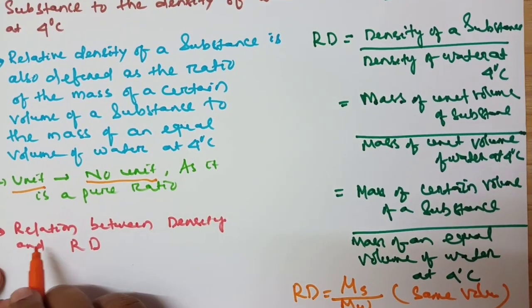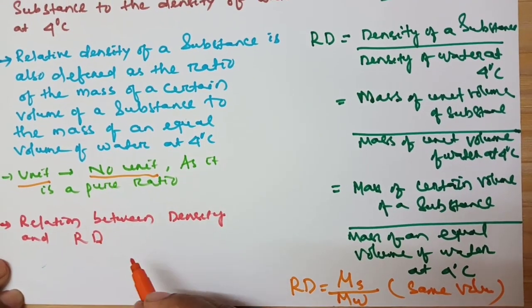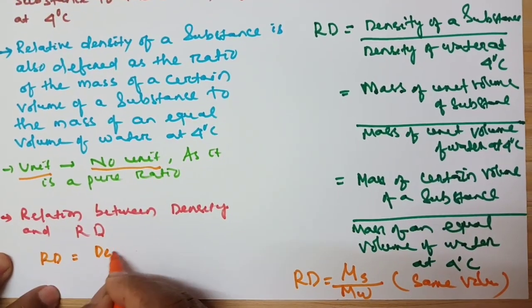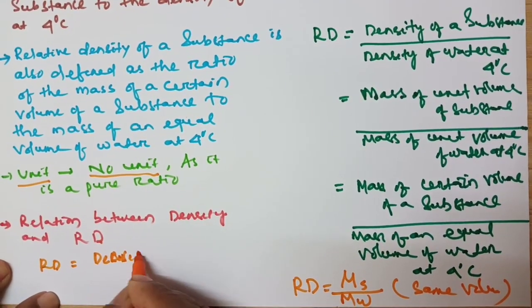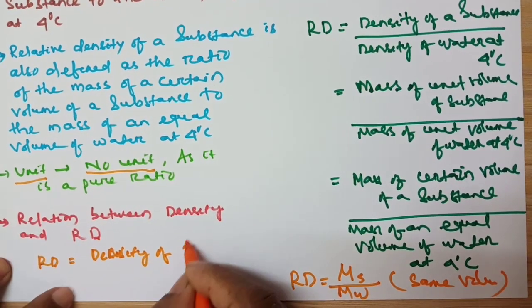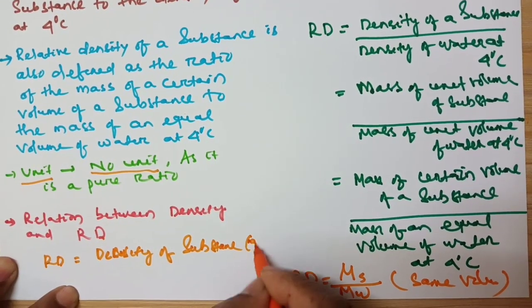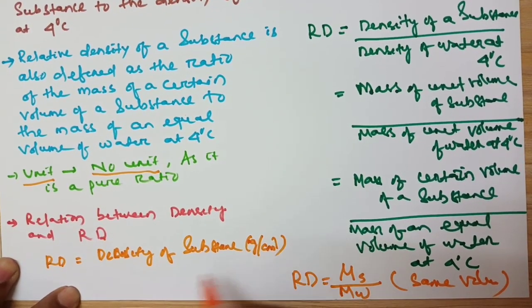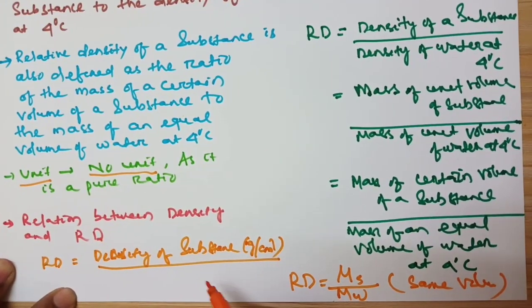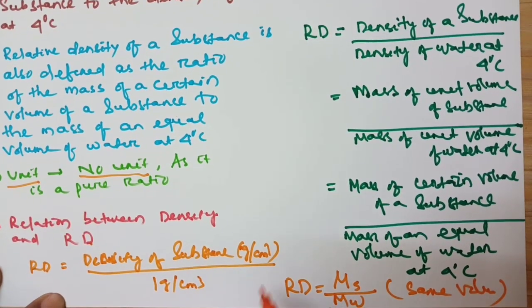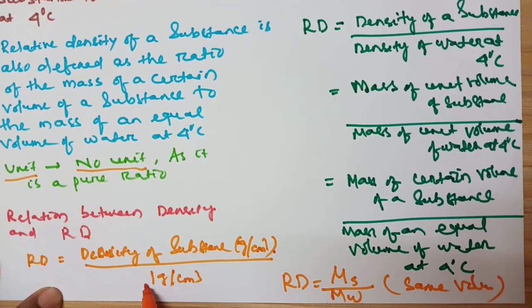Now comes a relation between relative density and density. Relative density is equal to the density of the substance, which you take in gram per cubic centimeter, by the density of water, which is 1 gram per cubic centimeter. So this unit gets cancelled, divided by 1. What remains only?